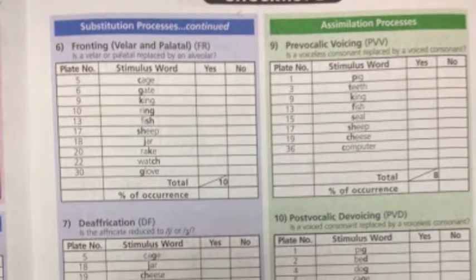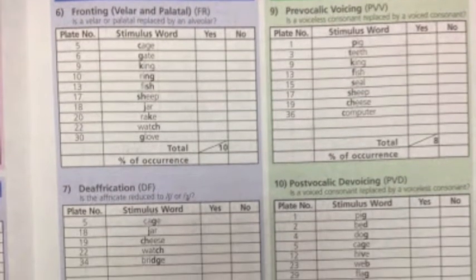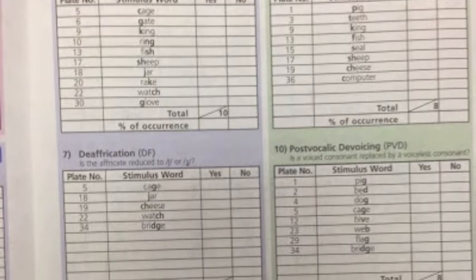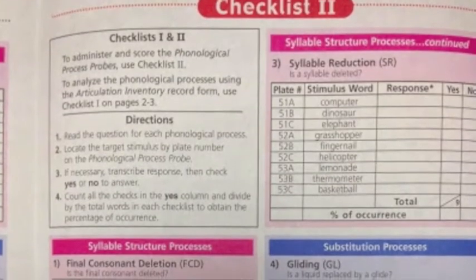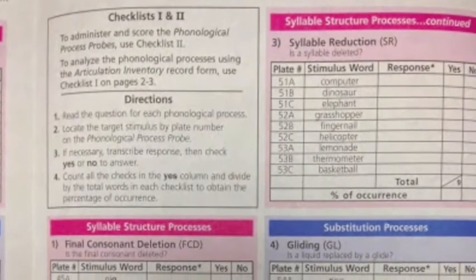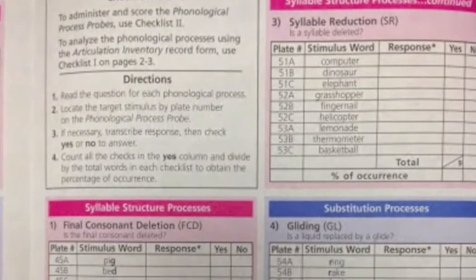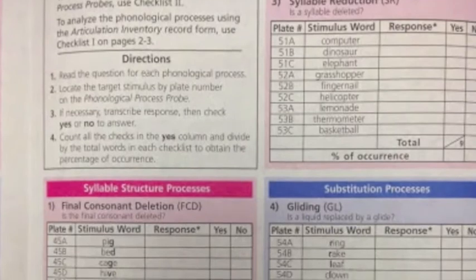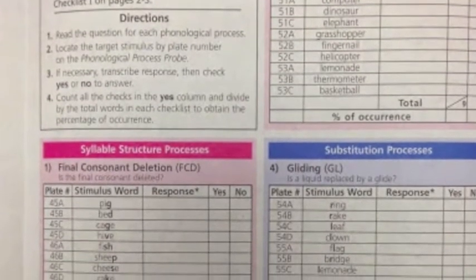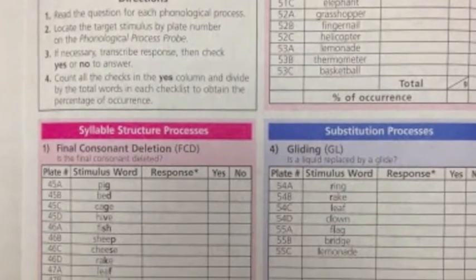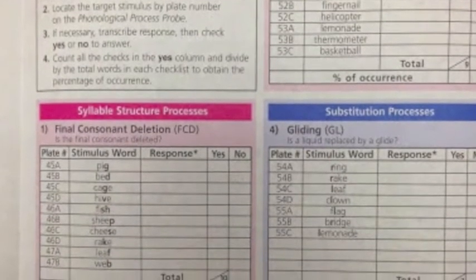The phonological process checklist contains 2 separate checklists. Checklist 1 is filled out after the test is over. The clinician simply uses the results of the articulation inventory to decide whether or not the client is making a particular speech sound error. Checklist 2 is used to record the client's responses to the phonological probes as the test is being completed. The clinician either checks off yes or no.